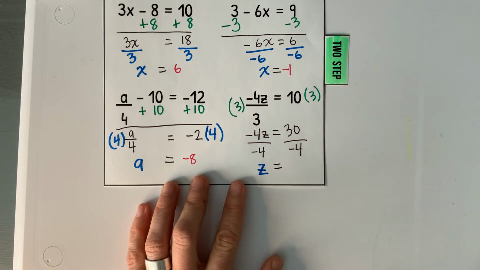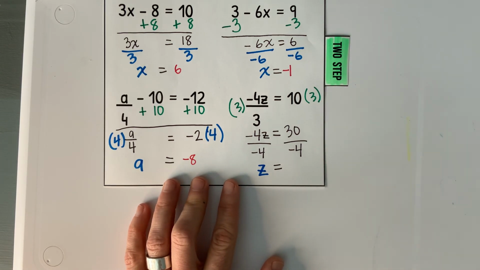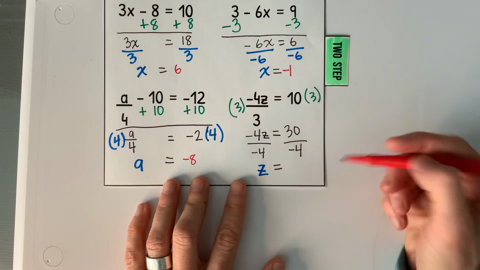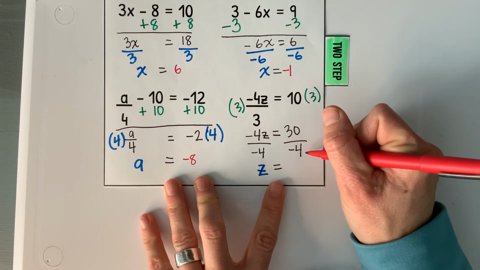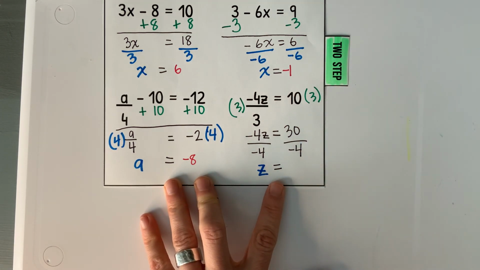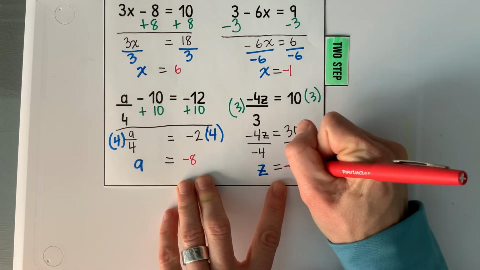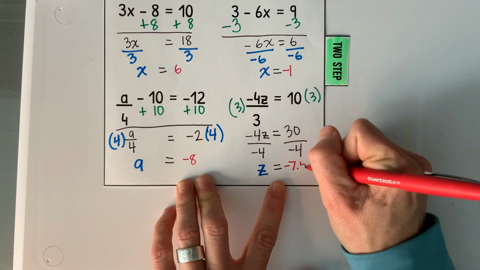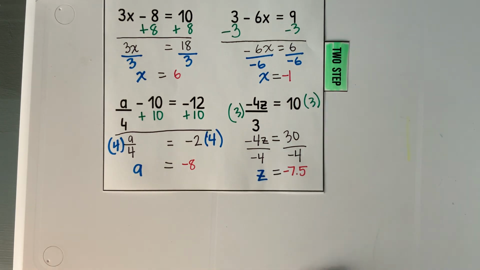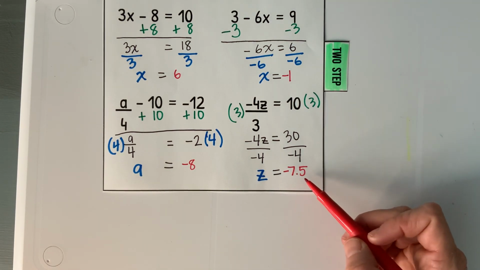Ew, why did I give you one that's not a whole number? That was mean. That is going to be 4 times 7 is going to be 28, and then another 2, which then would be half, so it's going to be 7.5, negative 7.5. Okay, so z is equal to negative 7.5.